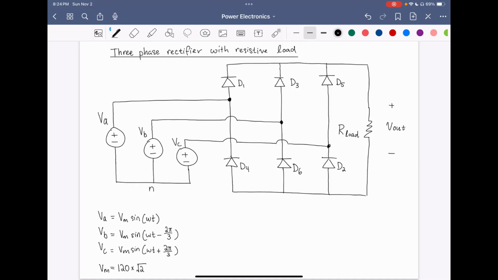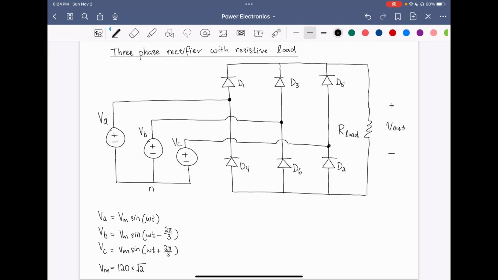And these three phases are inputs to our three-phase rectifier, which consists of 6 diodes. And these diodes will conduct with a certain sequence to provide an output voltage, Vout, that contains a DC component. And this DC voltage is then delivering power to our load.